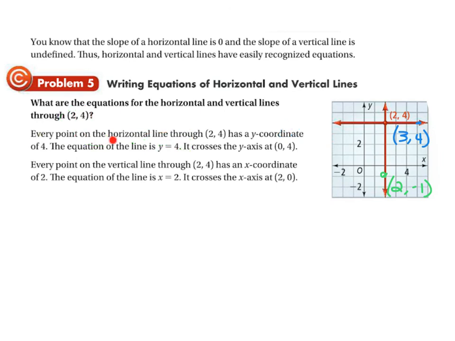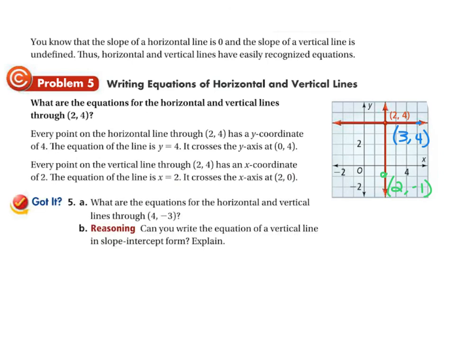But as it says, every point in the horizontal line through 2, 4 has a y-coordinate of 4, so it's y equals 4. And it crosses the y-axis at 0, 4, because it has a y-coordinate of 4, and of course the x-coordinate is 0 if you don't go anywhere left or right from here and just up. Every point of a vertical line that goes through 2, 4 has an x-coordinate of 2. So the equation is x equals 2. X is 2 everywhere. And it crosses the x-axis at 2, 0. Okay, so you know that every point, including where it crosses the x-axis, is going to have an x-coordinate of 2. The other coordinate will be 0.